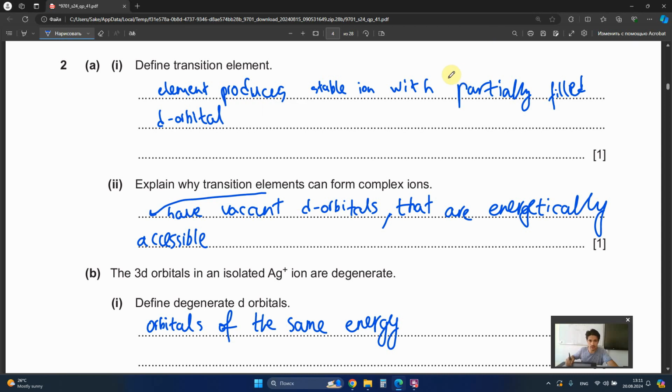Okay, let's move on to the second question. So it's all about transition elements and their properties. Obviously, the first question is related to the definition. So you must provide your answer having two key parts.